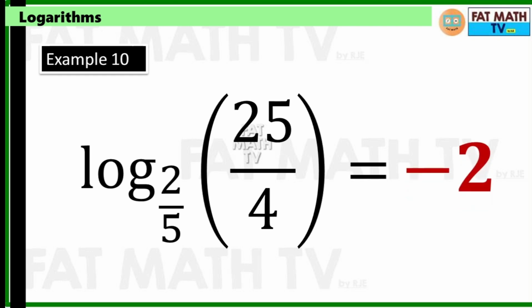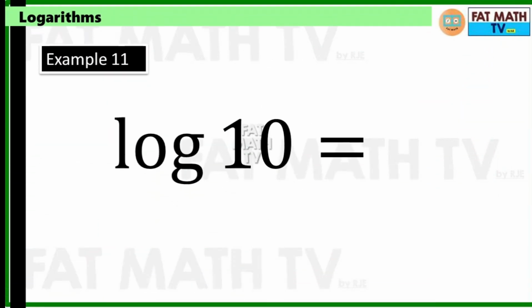Okay, so this time having 10 examples. I hope that you're ready to answer some exercises. I hope that you already understand the meaning of the logarithm of a number to a certain base. We still have example number 11.